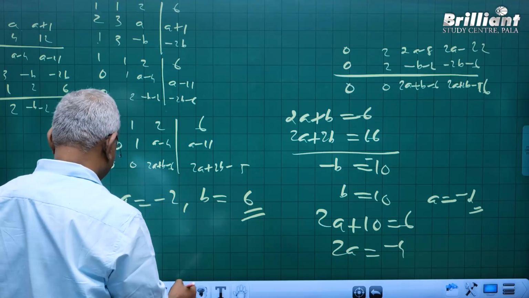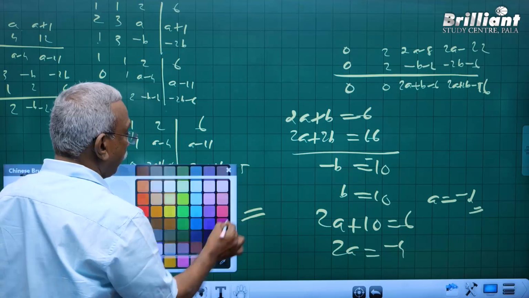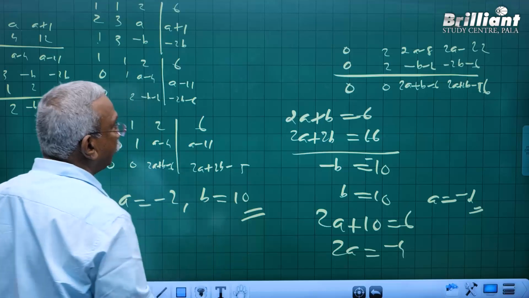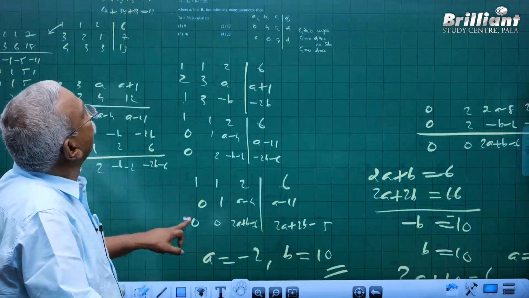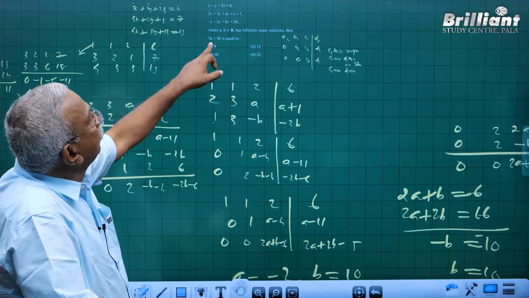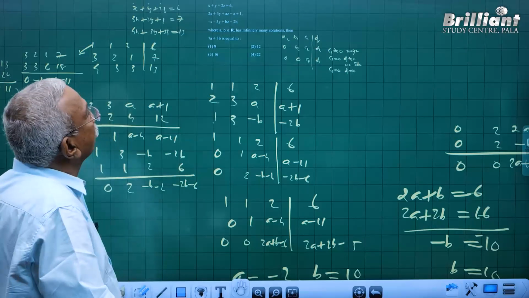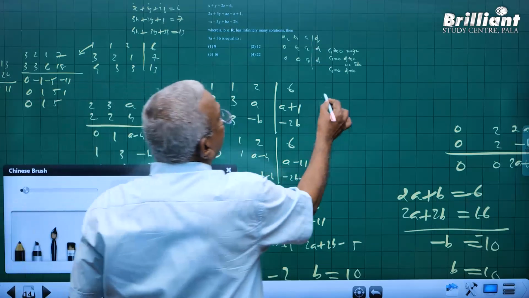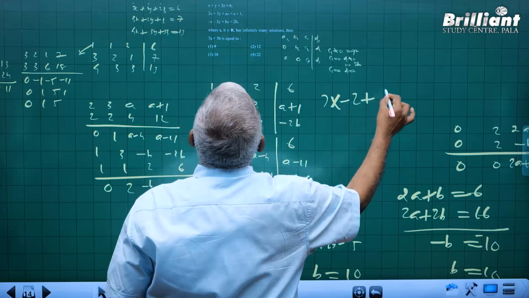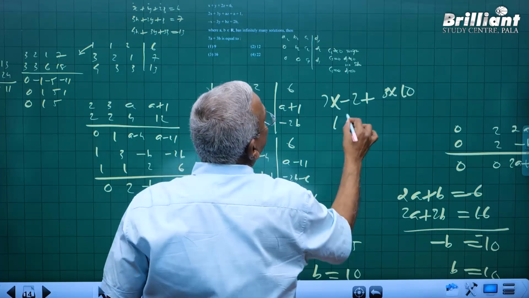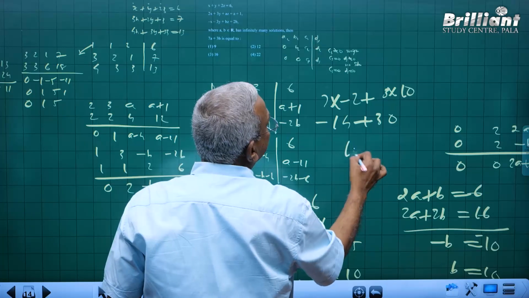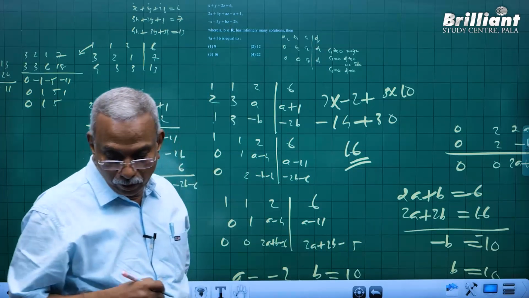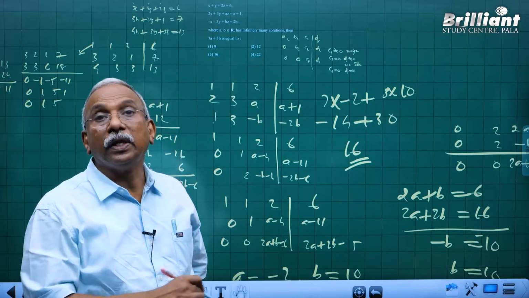B is equal to 10, not 6. B is equal to 10 will give the condition for infinitely many solutions. Now we can find the requirement. If that condition is there, we can find 7 into minus 2 plus 3 into 10. That is equal to 14 plus 30 with the minus sign. So it is equal to 16. So option 3 is there.